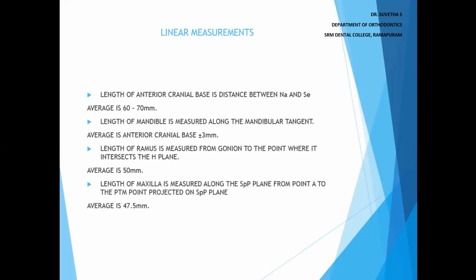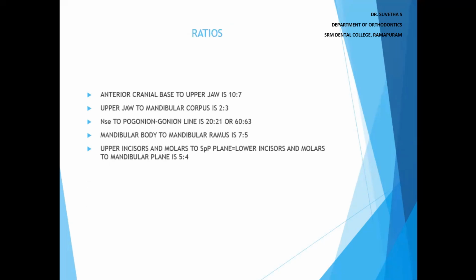So now let's see the linear measurements. What is the average linear measurement of the anterior cranial base? Usually it should come around 60 to 70 mm. So when the cranial base is between 60 to 70 mm, the length of the mandible should be around plus 3 mm of the length of the anterior cranial base. Likewise, the average length of the ramus is around 50 mm and the average length of the maxilla is around 47 mm. Now let's see about the ratio.